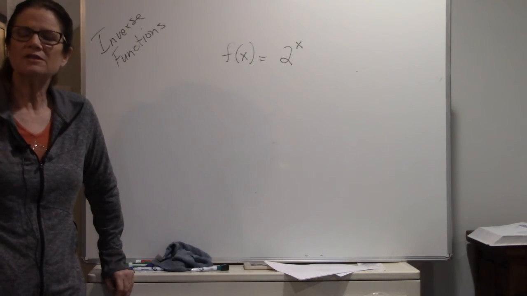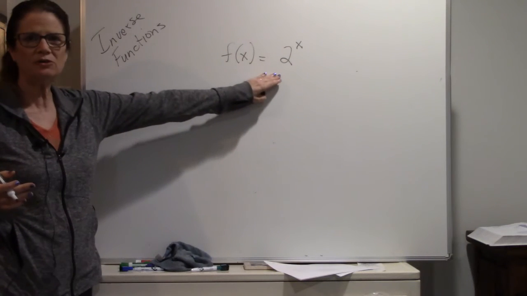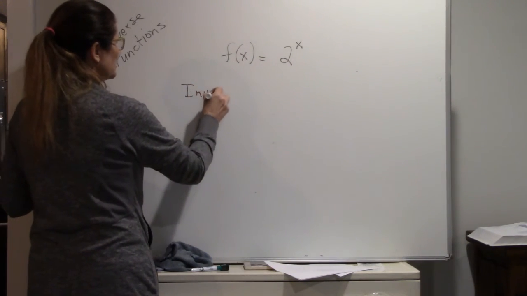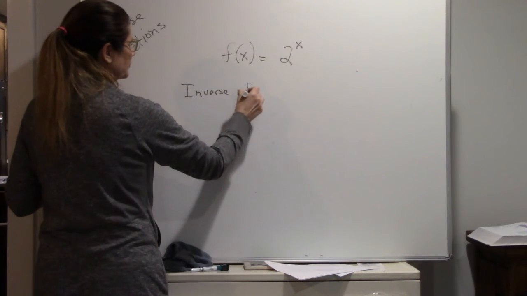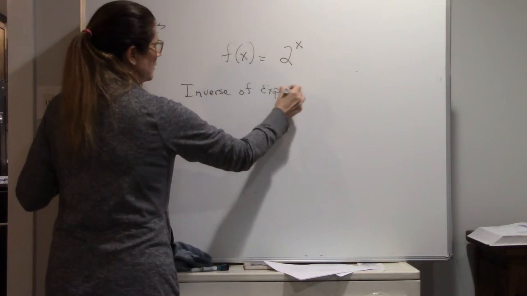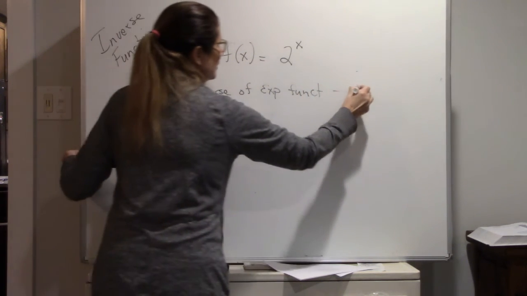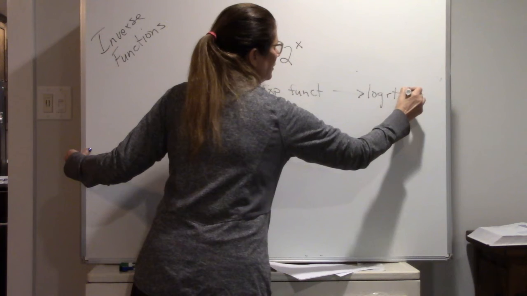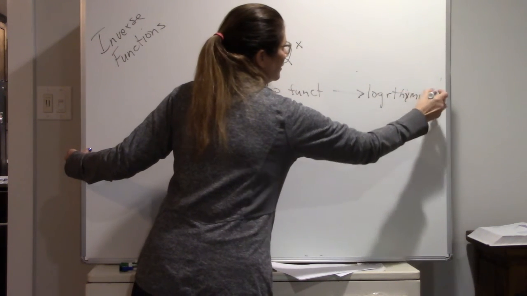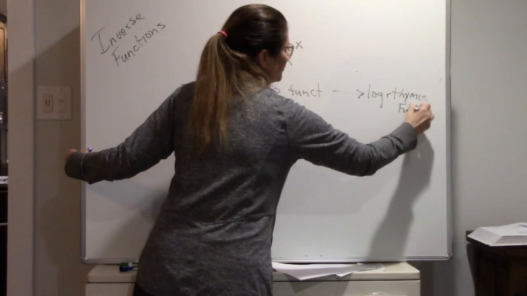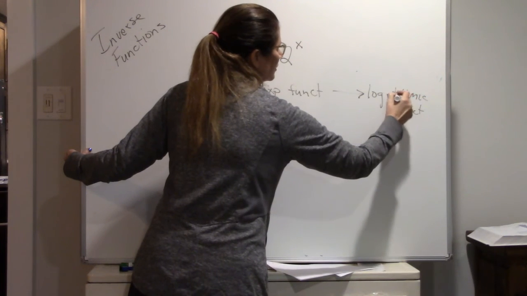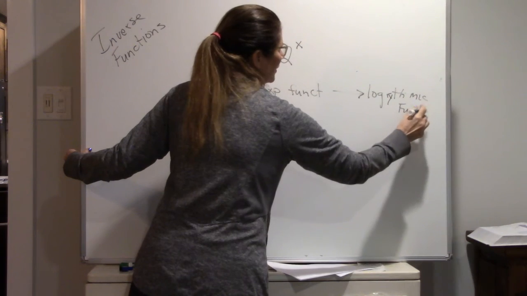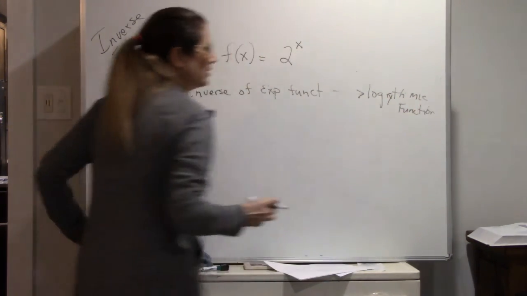So now what is the inverse of an exponential function? Well, the inverse of an exponential function is a logarithmic function. Oh, sorry, I'm spelling it wrong. There we go. Okay, a logarithmic function.